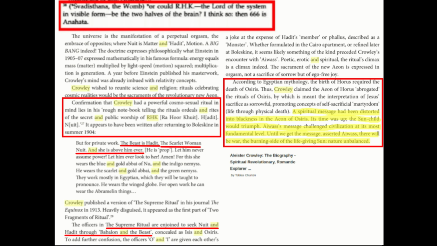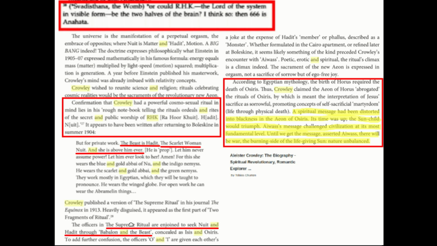Now, who is RHK? RHK is Hoor-paar-Kraat, Had-it and Nu-it. So Hoor Khuit is RHK. Crowley was big into the worship of this guy. Had-it represents the beast. Nu-it represents the scarlet woman, or the whore of Babylon. Okay, and that's who they worship. "Officers of the supreme ritual are enjoined to seek Nu-it and Had-it through Babylon and the beast."